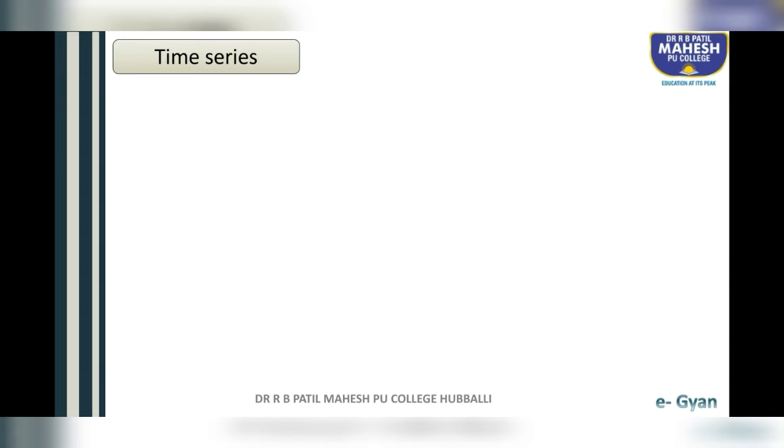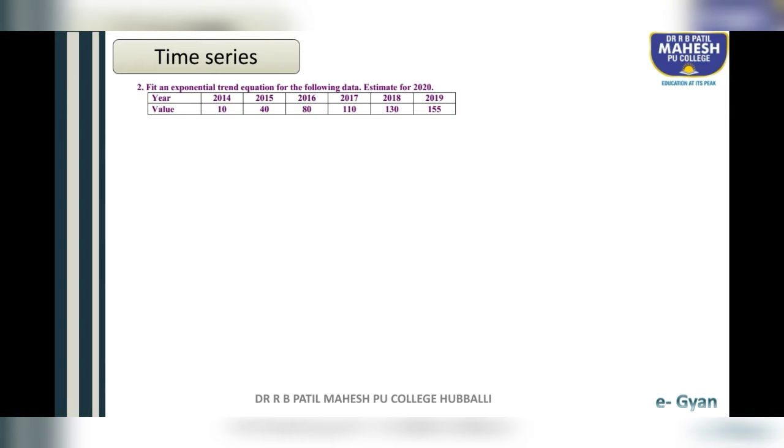Students, in the previous class we have discussed examples on the method of least squares. One of the methods of least squares is fitting of an exponential trend, and we have also solved one example. In today's session I am going to solve one more example on fitting of an exponential trend. So let us read out the question.